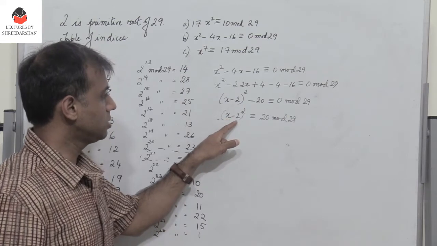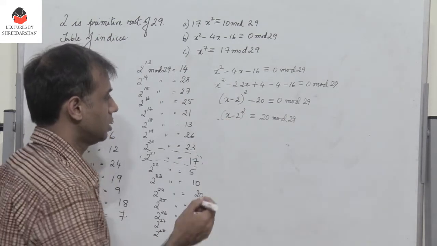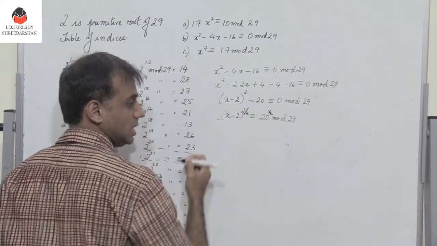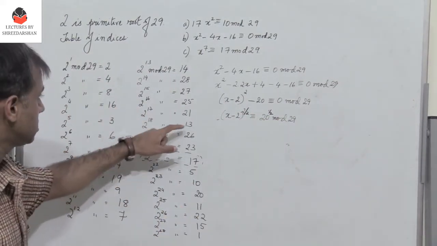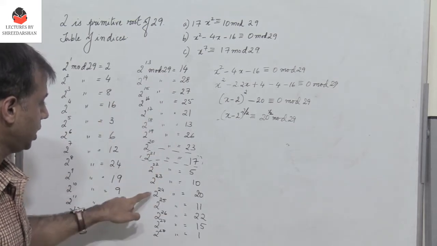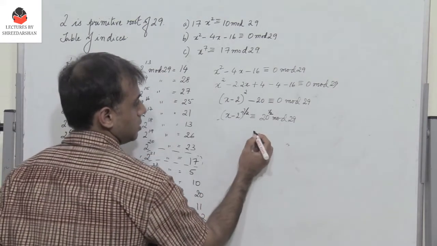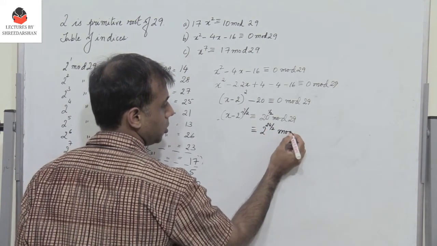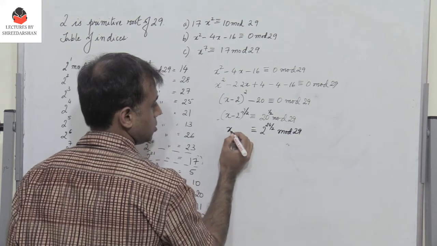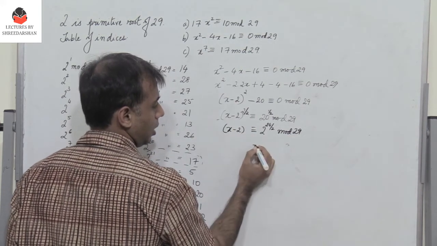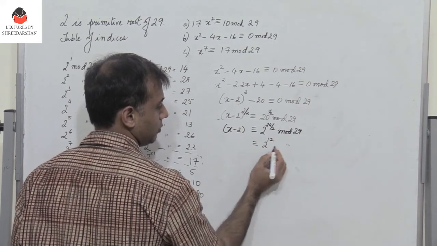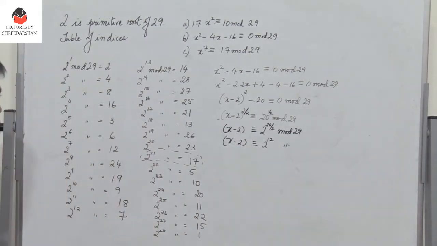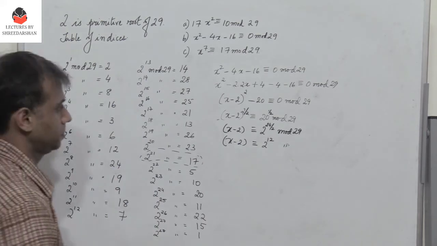Now what is x minus 2? I have to take the root, isn't it? 1 by 2. But I have 20 here. What is 20? If I observe, 20 is nothing but 2 power 24. So 20 is nothing but 2 power 24 by 2 mod 29. So I get x minus 2 as 2 power 12. So what is 2 power 12? From the table, 2 power 12 is 7.